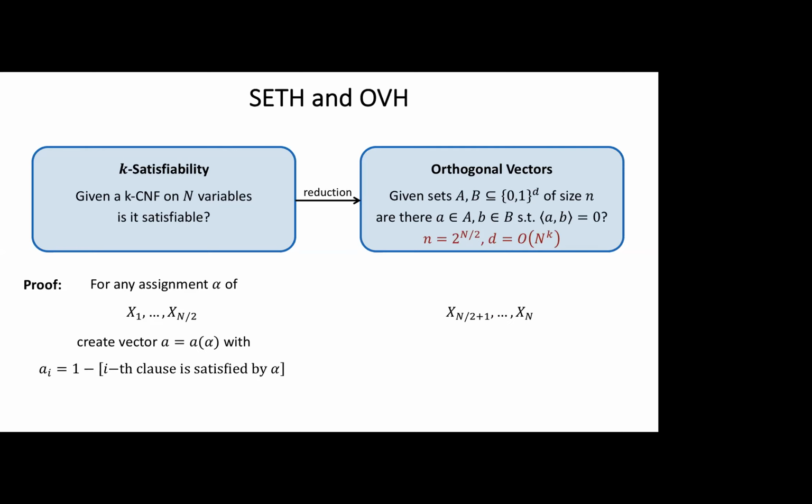Good. So how does this reduction work? First of all, you split your variables into two halves, x1 through x_{n/2}, and the remaining x_{n/2+1} through x_n. And then you enumerate all the assignments of every half. So for every assignment alpha of the left half of the variables, you create a vector A of alpha, which encodes the clauses satisfied by this half assignment.